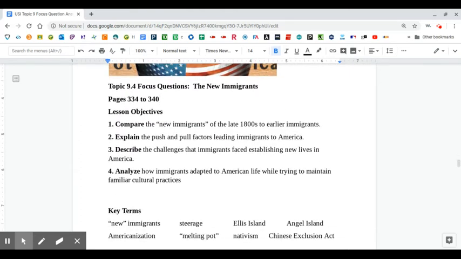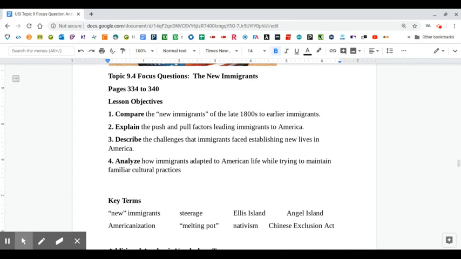So some of the main objectives in 9.4 are looking at new immigrants in the late 1800s, comparing them to the earlier immigration periods in American history, looking at the push factors, things that drove people out of other countries to send them here to the United States, the pull factors, what attracted immigrants to the United States, the challenges that immigrants faced as they moved into the United States. And we'll see how immigrants adapted, or in some cases did not adapt, to American life and culture.